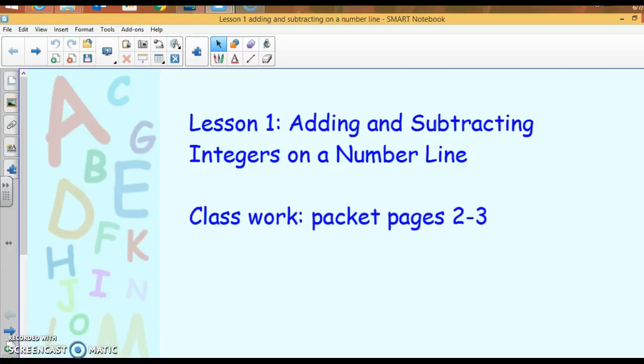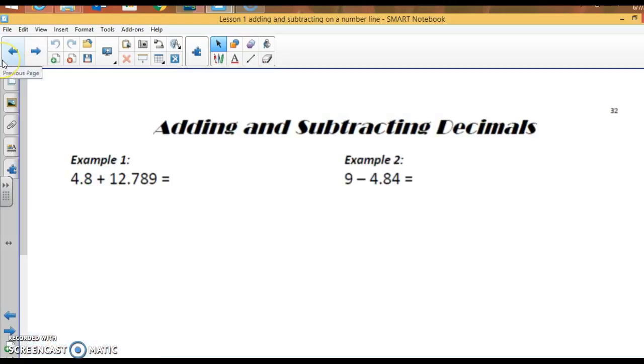To talk about adding and subtracting integers on the number line. The classwork that goes along with this is pages 2 and 3 in your homework packet. Now, this is a warm-up, adding and subtracting decimals.